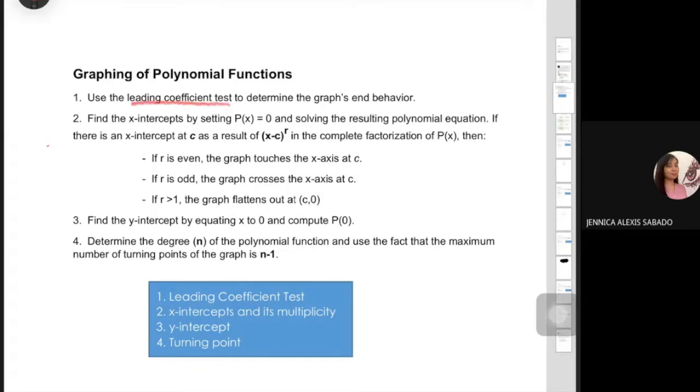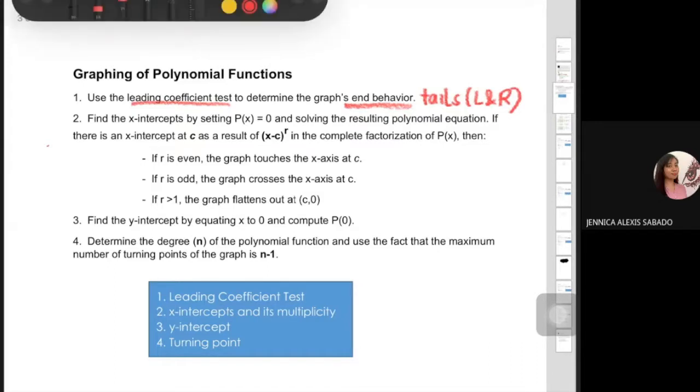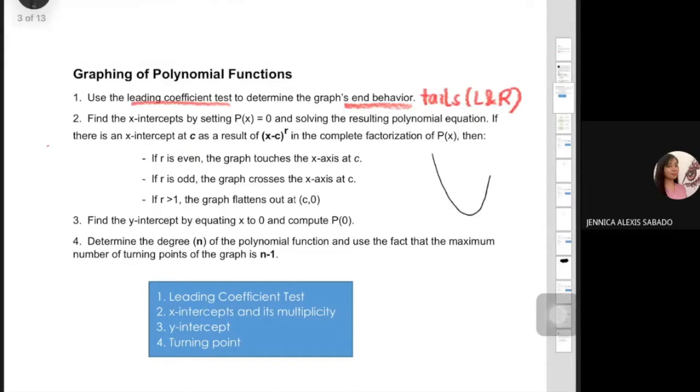It will help us determine the end behavior of your graph or also what we call the tail of your graph. So sa tail, may dalawa tayo, the left and the right. So naaalala nyo pa po ba ang inyong parabola? So for example, this is your parabola. Diba? Yung parabola either upward or downwards lang naman.